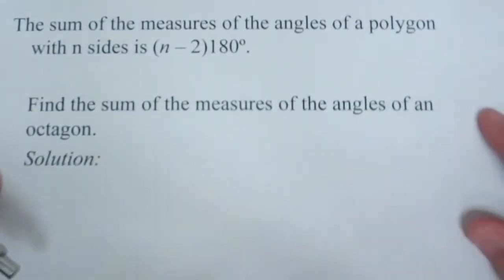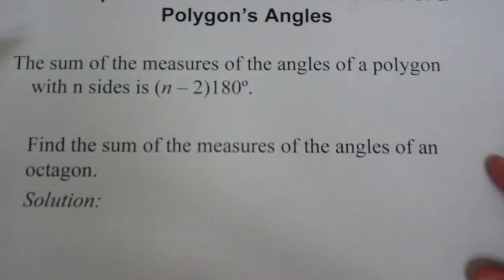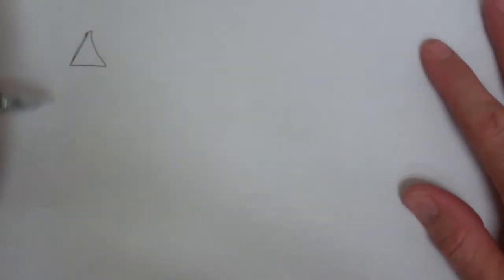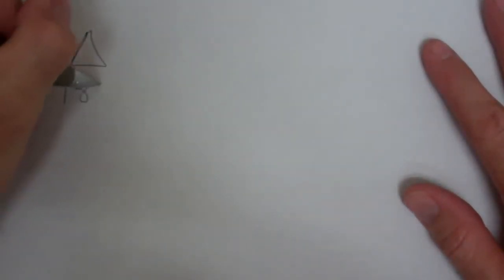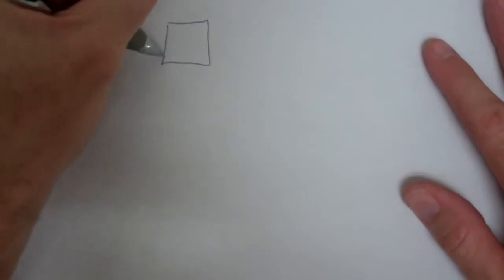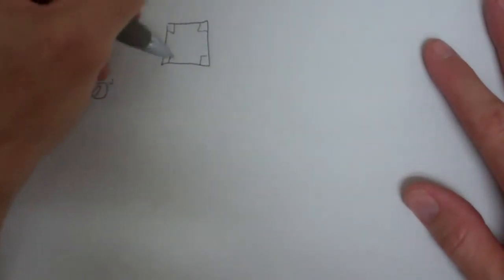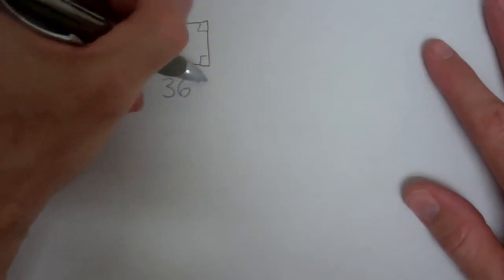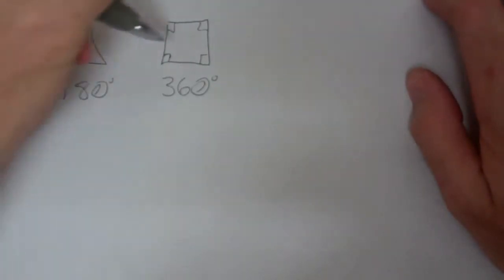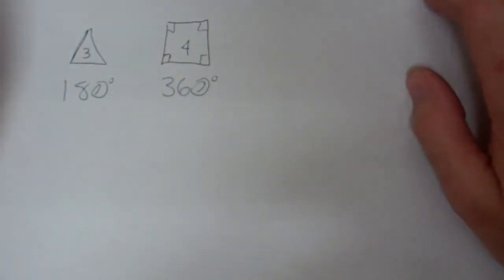Now, they actually give you the formula here for the polygon angles. The sum of the measure of the angles of a polygon with n sides is n minus 2 times 180. And really the reason this is, and I just want to show it real quick, is because we've got a triangle, and I know that a triangle has 180 degrees in it. And then I've got a square, and I know a square with all those 90-degree angles in there is 360 degrees. I look and I go, well, this is 3 sides, and I got 180, and this is 4 sides, and I got another 180.